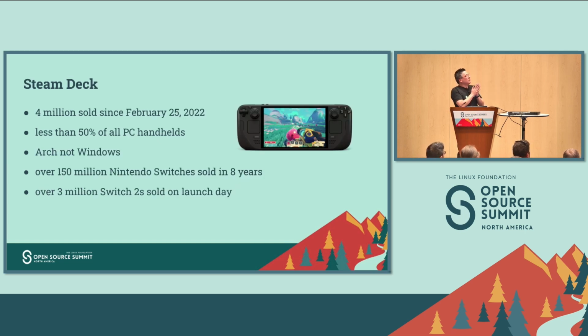So let's start with the Steam Deck, the big embedded Linux success story. 4 million Steam Decks sold since the February 25th, 2022 release. So this invented the product category of PC handhelds. So, you know, in 2022, they had all the market share of PC handhelds because they were the only one. At this stage, they have less than 50%. So there are copycats, but they still have a big chunk of the market. I think 48% last I checked.